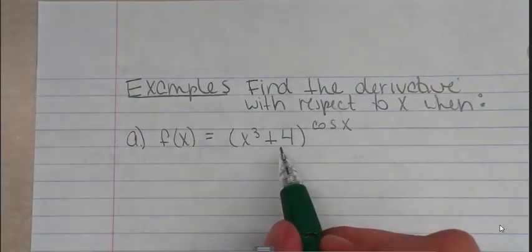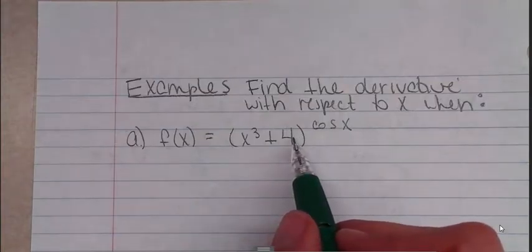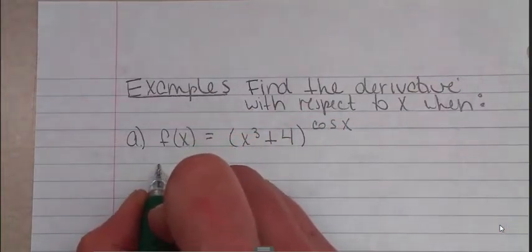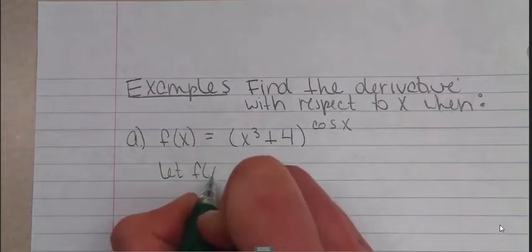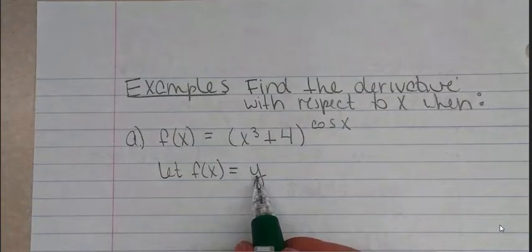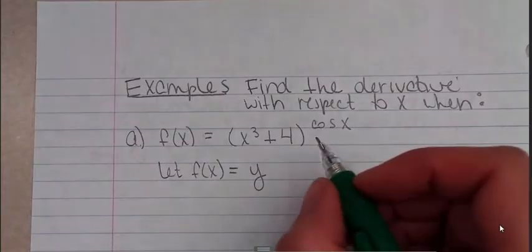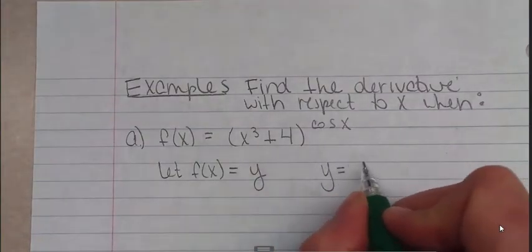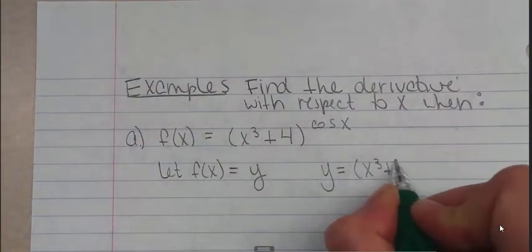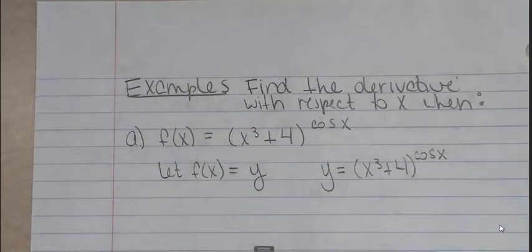So this would be a very challenging problem to do if we did not have logarithmic differentiation. The first thing I'm going to do is let f of x equal y. That way I can deal with dy/dx instead of d f of x over dx. That would just be really confusing. So really I have y equals x cubed plus 4 raised to the cosine x power.